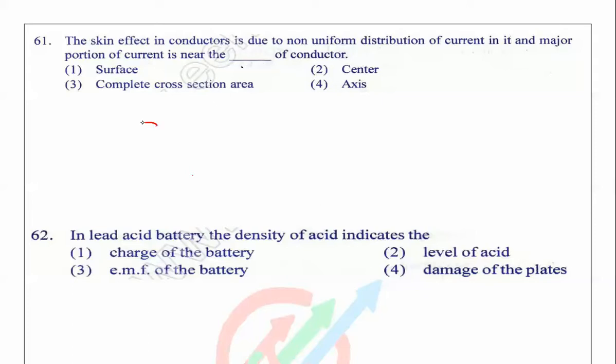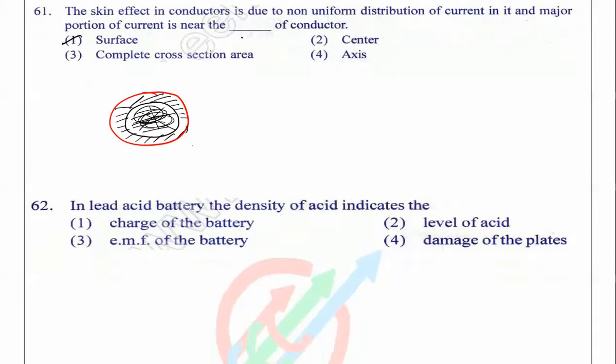So, skin effect. Suppose a conductor is there, the skin effect causes the current to pass with the major portion at the surface of the conductor. This is because of the magnetic flux linkage inside the conductor. So the option is surface of the conductor. Inside the conductor there is no current passing; this portion, current is not passing.